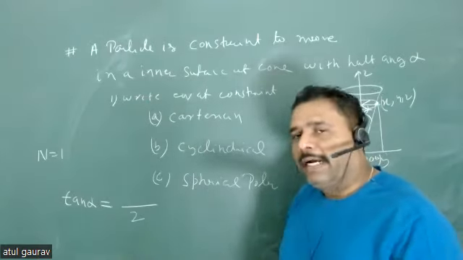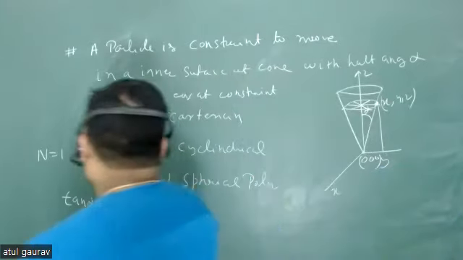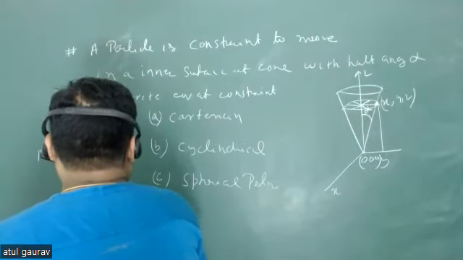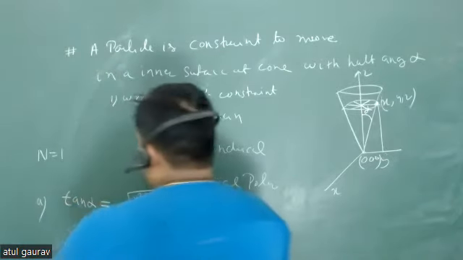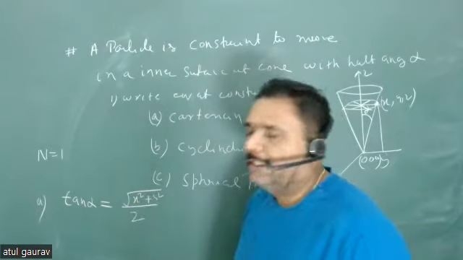But I have to write each and everything in the Cartesian coordinate. So what will be this distance? This distance should be measured as the square root of x square plus y square. So I have the equation of constraint: tan alpha is equal to root of x square plus y square by z.